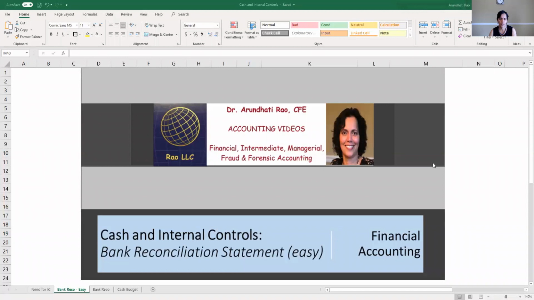So let's work through a very simple example of a bank reconciliation statement. In the next video, we'll work on one which is a little more complicated. So let's take a look at what we have over here.